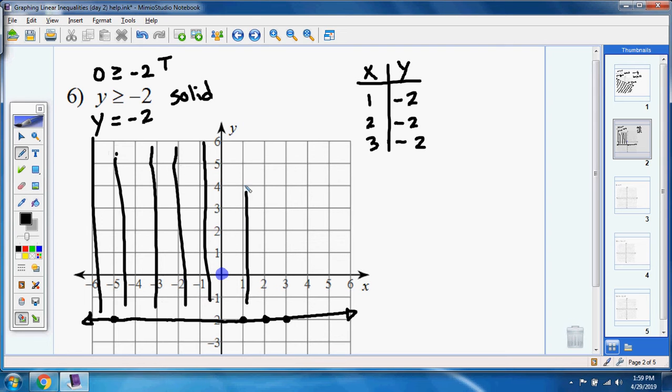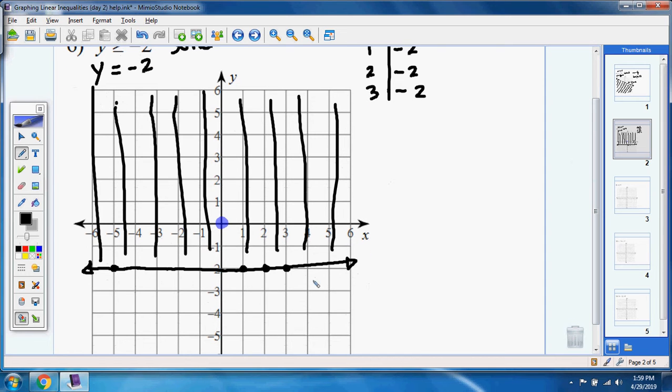Again, this type of shading will make more sense next week when we are doing it for 2 lines instead of just 1 line. And then again, I'm going to label it y is greater than or equal to -2.